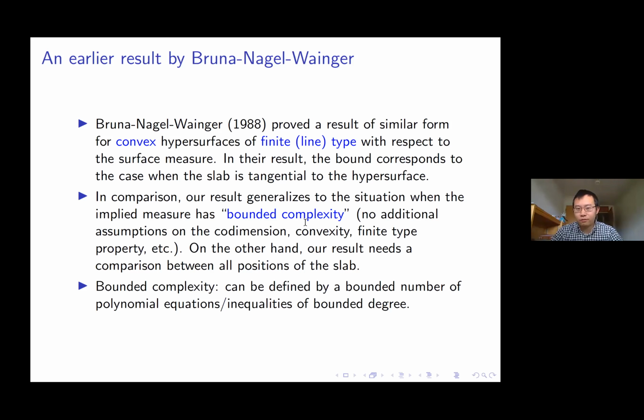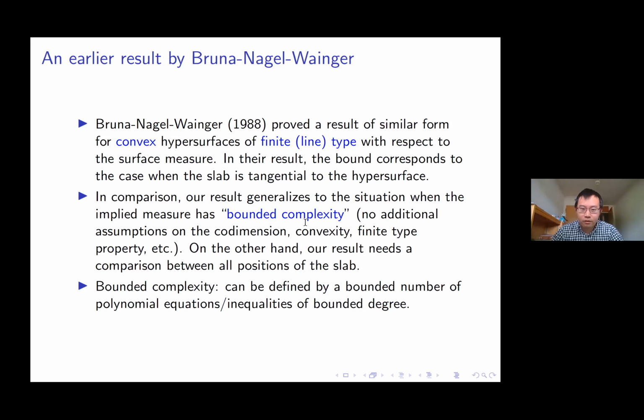But one thing that sometimes will be a disadvantage is that our results need a comparison between all the positions of the slab. So you don't immediately have, when the slab is tangential at one end of the hypersurface, you actually have to move the slab around in the space and compare and look at the largest intersection, and that's our upper bound. So, just a little comparison and a little bit of history.